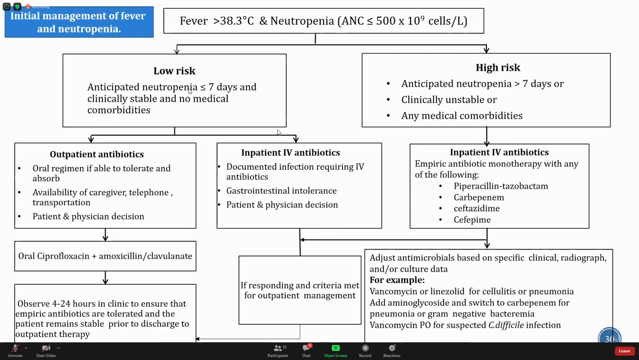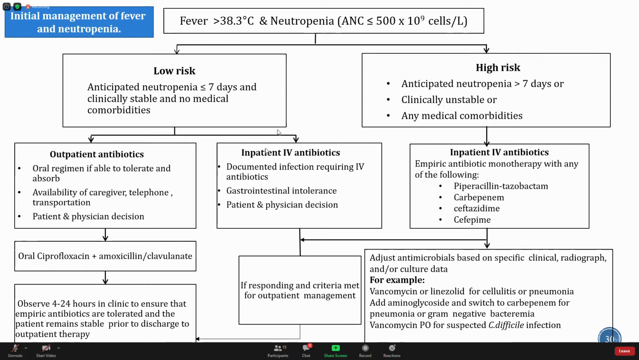So the low-risk patients we've been talking about are those whose anticipated neutropenia is less than 7 days and who are clinically stable. You can give them oral antibiotics. You can give them a dose of IV antibiotic and then discharge them after 4 hours of observation on an oral regimen if they can tolerate it. Then you educate them to come back to the hospital if they get any kind of fever. The regimen is ciprofloxacin and Augmentin.